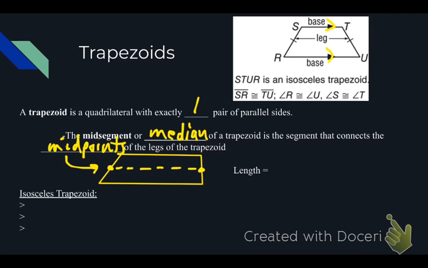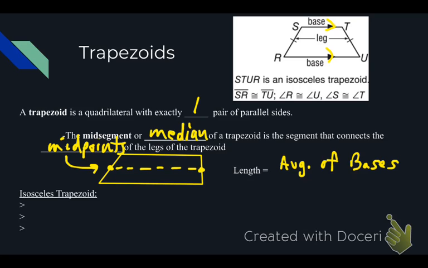Okay, so I have a trapezoid here. I found the midpoints of each leg, there they go. So the dotted line here would be my mid-segment. Now you can find the length of this. You can find the length of the mid-segment by finding the average of the bases. Of course, the average, you would add the bases and divide by 2. All right, so that's how you can find the length of the mid-segment for a trapezoid.